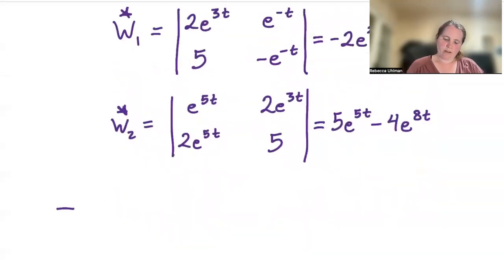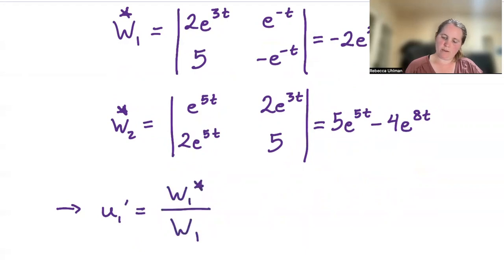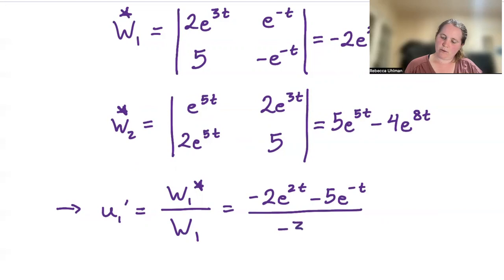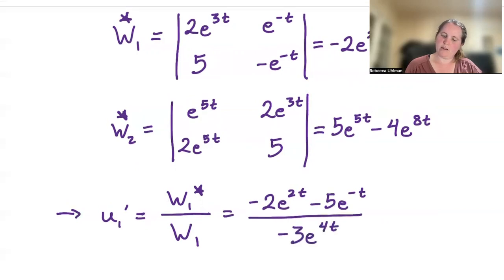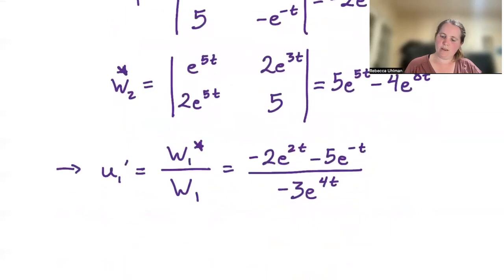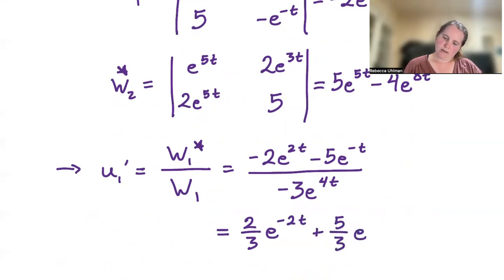Then what we have is U1 prime is W1 star divided by W. So we are looking at negative 2e to the 2t minus 5e to the negative t divided by negative 3e to the 4t was our W. And so we get U1 prime is 2/3 e to the negative 2t plus 5/3 e to the negative 5t.